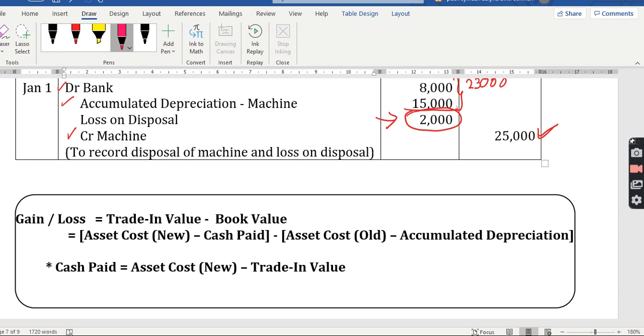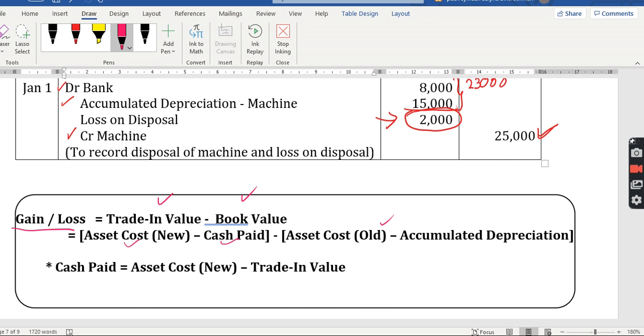So to calculate the gain or loss, if we are doing a trade-in, we need to take the trade-in value and minus with the book value. How do we get the trade-in value? The price of the new asset, you minus with the cash paid, and then you minus with the book value. Book value, as usual, is the old asset minus the latest accumulated depreciation.